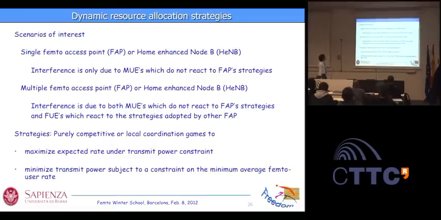Okay, the scenario that we will consider will be essentially of two forms. In the first part, just for simplicity, we will consider a single femto-access point, okay? And then in the second part, we will consider multiple femto-access points. Here there is a basic difference between these two scenarios, and the difference is the following.